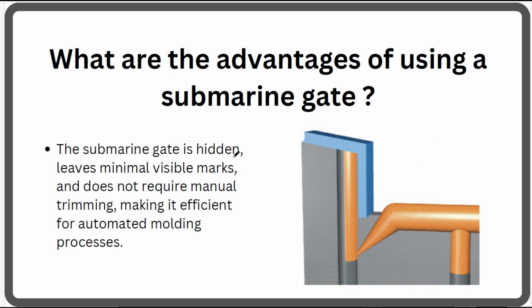So what are the advantages of using the submarine gate? The submarine gate is hidden, so there is minimum visible mark. We can use this type of gate if we are working on aesthetic products, because the gate is hidden and only a very small visible mark will be there. Manual trimming is not required, so automatic trimming is also possible with the submarine gate.